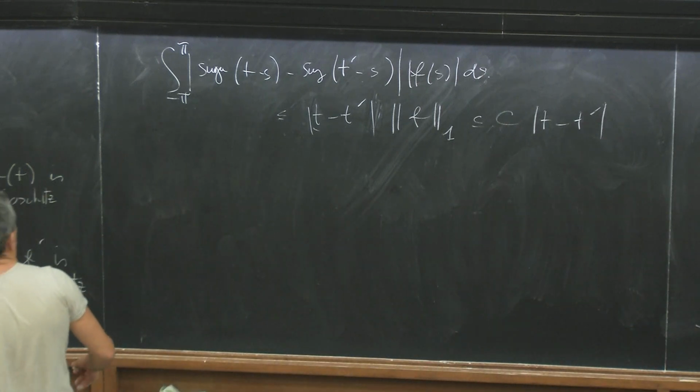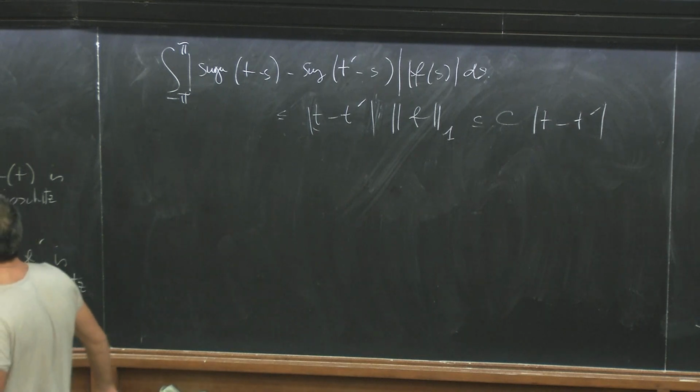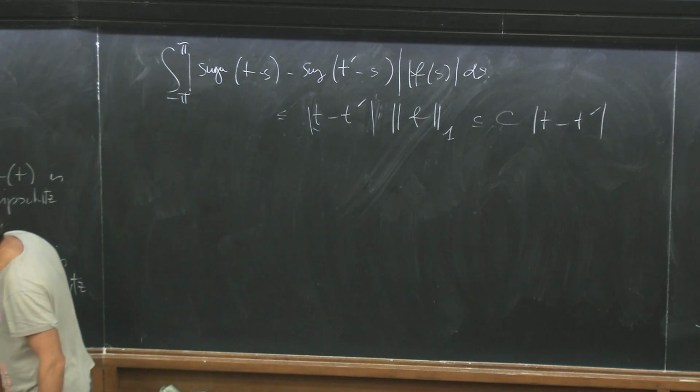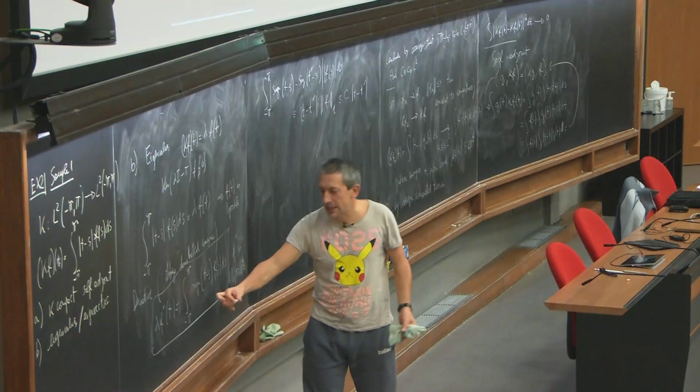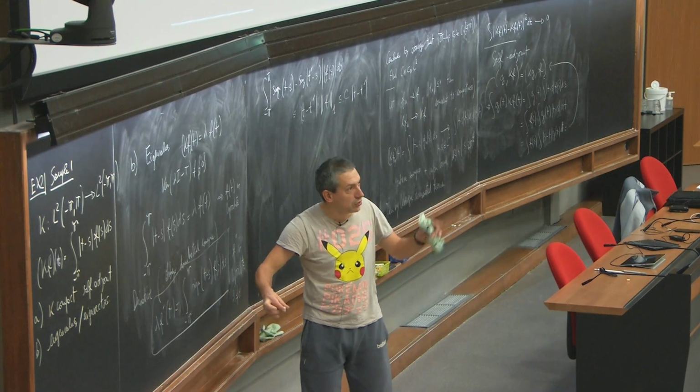So, okay, what is the second derivative of this guy? Here I have to use that the derivative of this guy, I don't know if you know, the distributional derivative is 2 the delta in t.